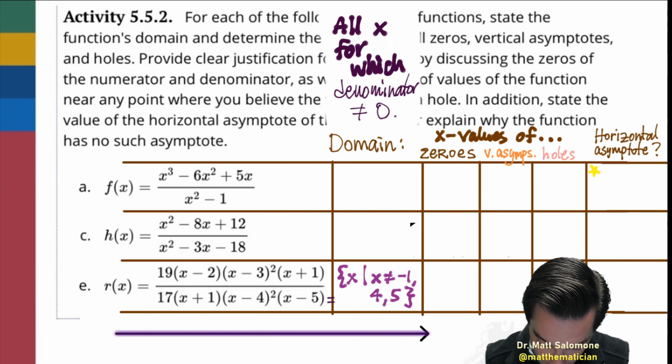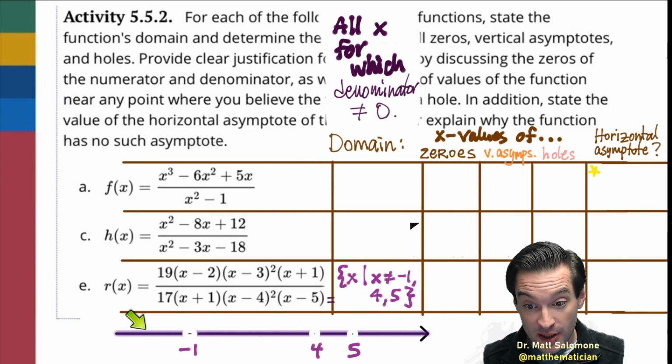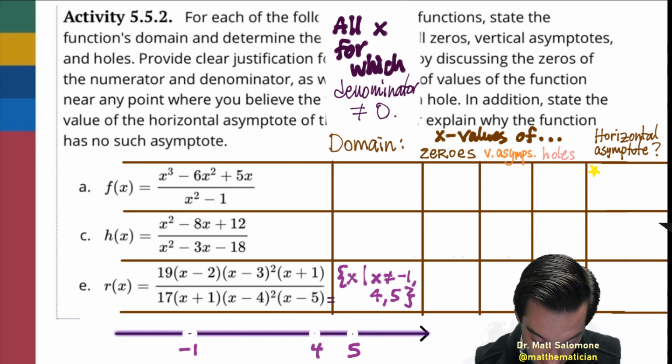I'm going to remove negative 1. I'm going to remove positive 4. And I'm going to remove positive 5. So this is kind of a picture of what my domain is going to look like. It's actually going to consist of a union of 4 open intervals of real numbers. It's going to consist of all of the real numbers from minus infinity to minus 1.